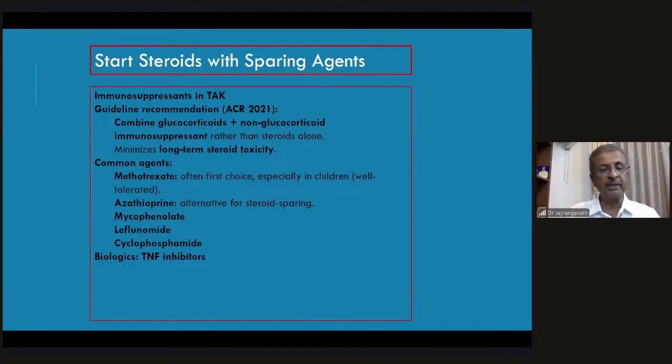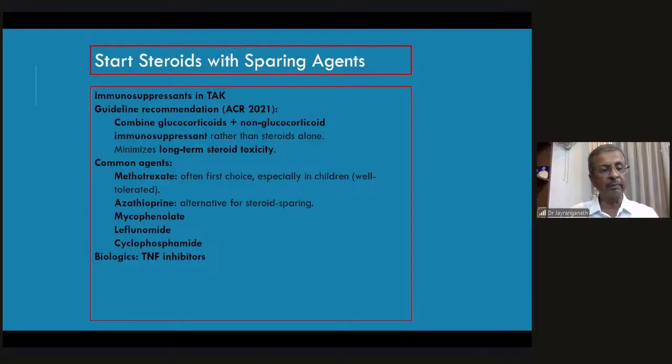Guideline recommendation nowadays, according to the ACR, combine glucocorticoids with a non-glucocorticoid immunosuppressant rather than steroids alone. It minimizes the long-term steroid toxicity. This is where we stand today.